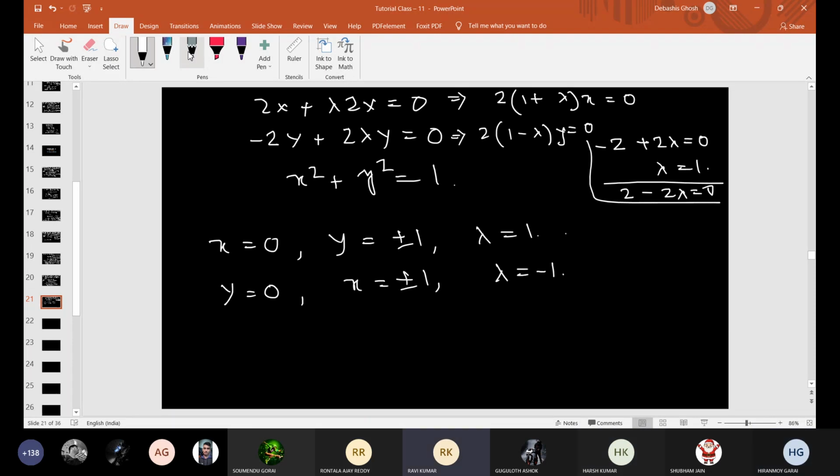So therefore, what we are getting, the critical points now come to be (0, plus or minus 1) and (plus or minus 1, 0).